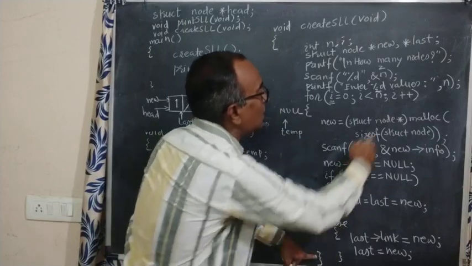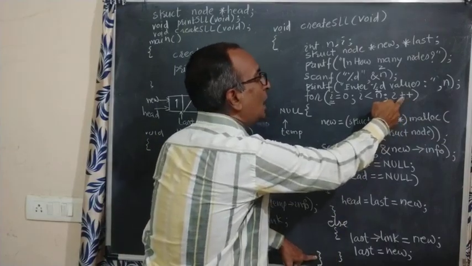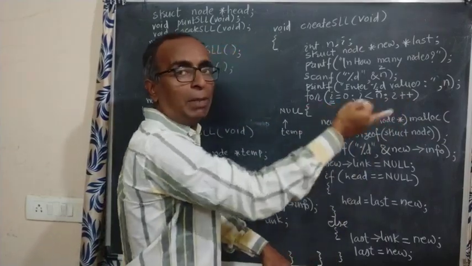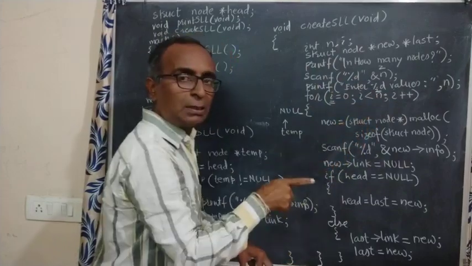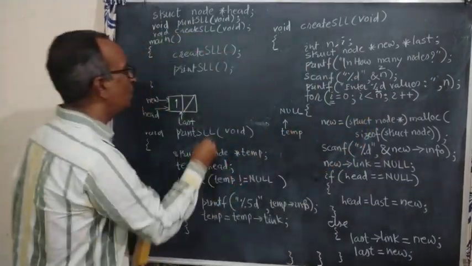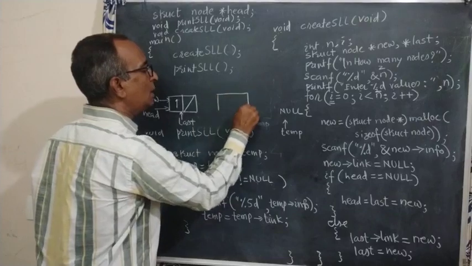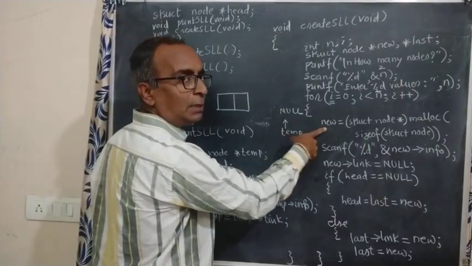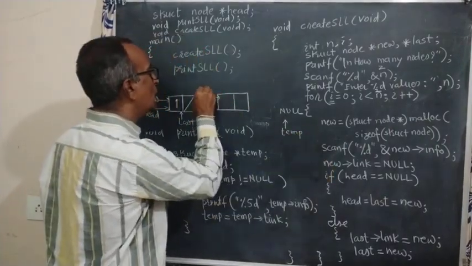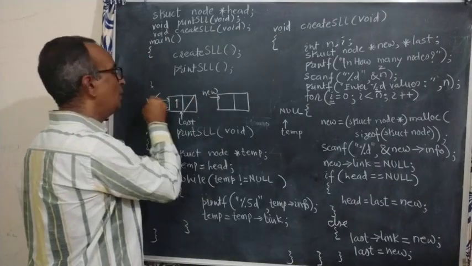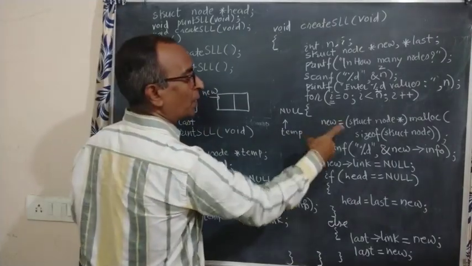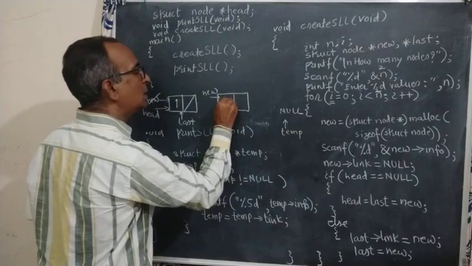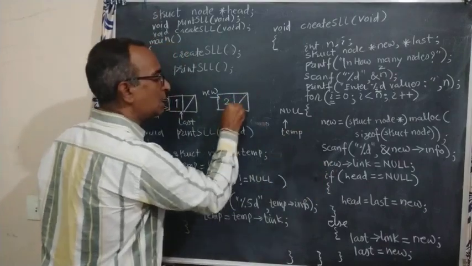When it reaches there, it will go to the third expression, i plus plus. I was 0, i will be made 1. 1 less than 2, yes. It will go inside the loop. Another node is created. A new node is created by this. This is new now, the current new. This new we have changed here. Then new's info field is set. New's link field is set.